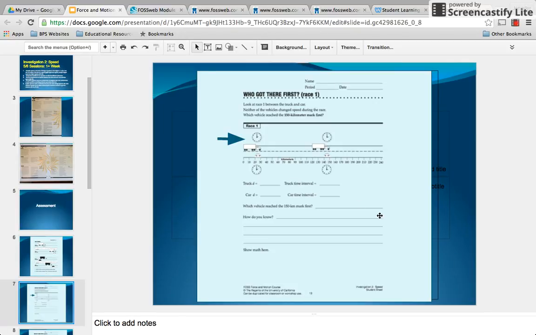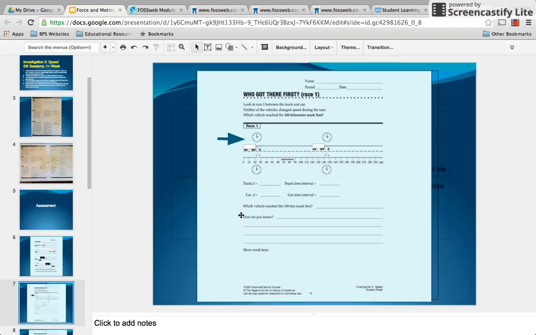So in this one, I have an arrow pointed here because we assume that kids know how to read these clocks. They don't necessarily know how to read these clocks. So if you want to take that out of the equation, write down the time, okay? So this does kind of throw them off.